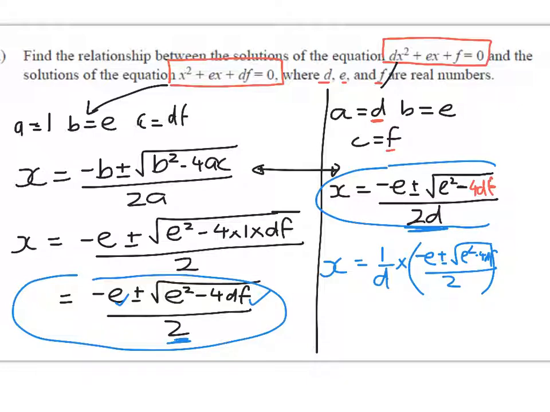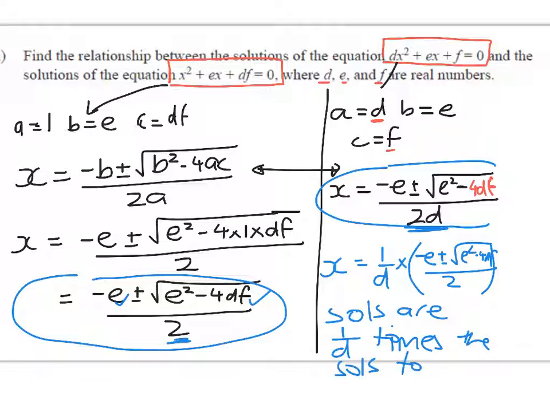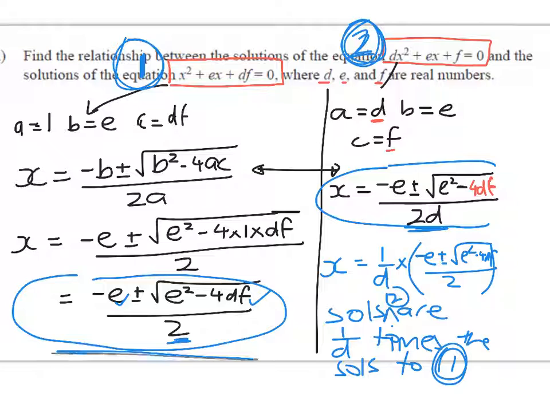So what we found is that the solutions to this one are 1 over d times the solutions to the other. I'll call that equation 1. So this is equation 1 here. So the solutions to 2, this one, are 1 over d times the solutions to the 1. The other way to say that, of course, is that the solutions to this one over here are d times the solutions to that one.